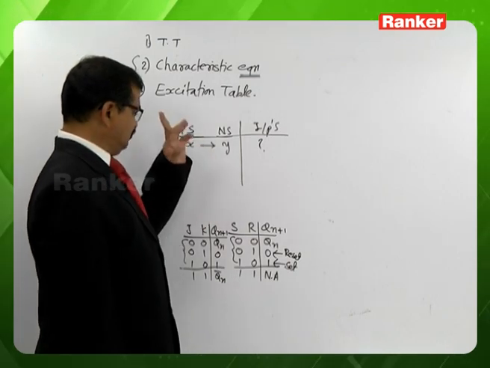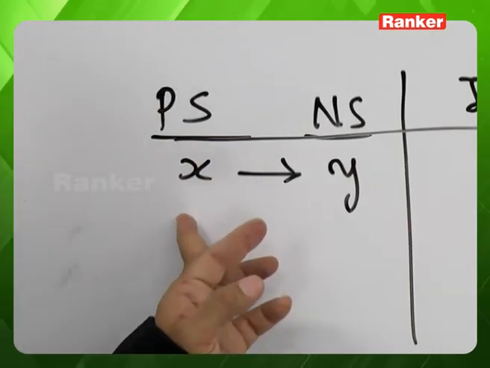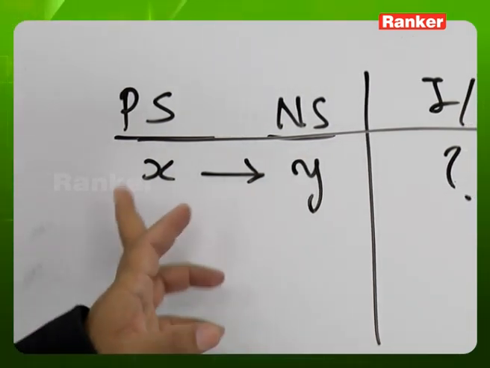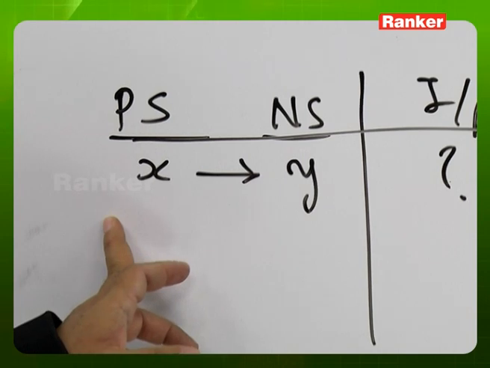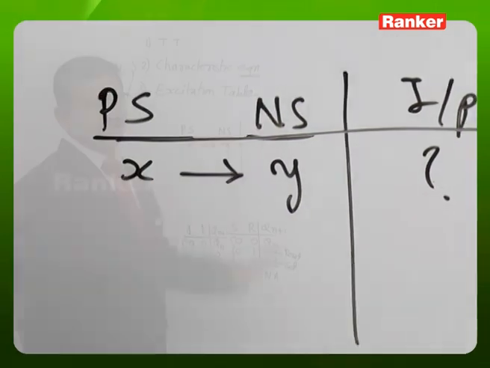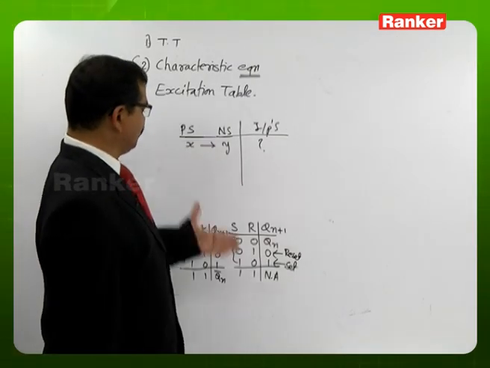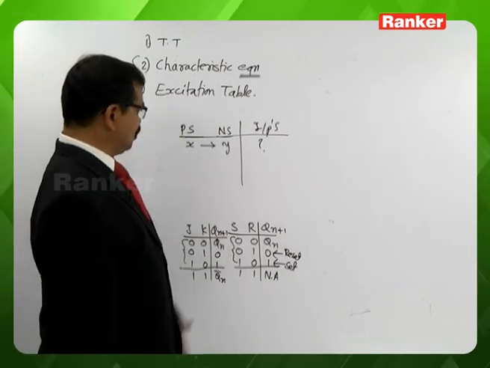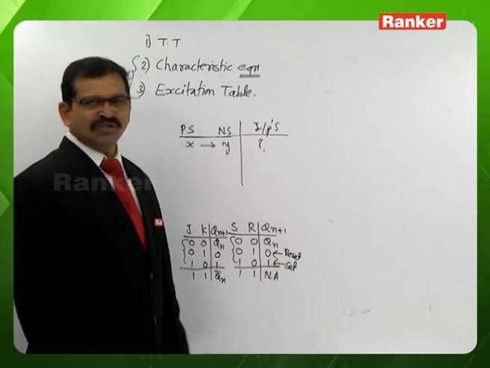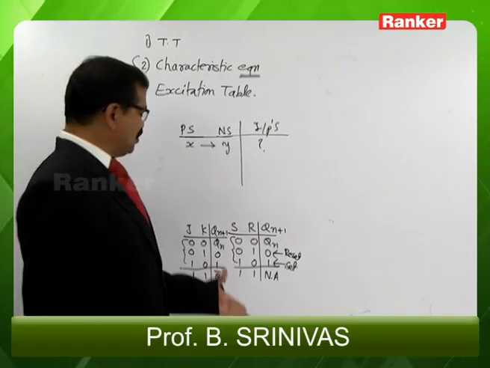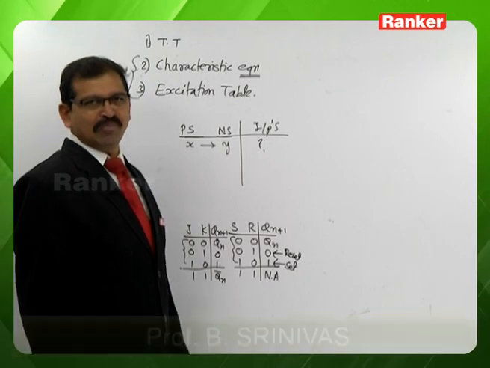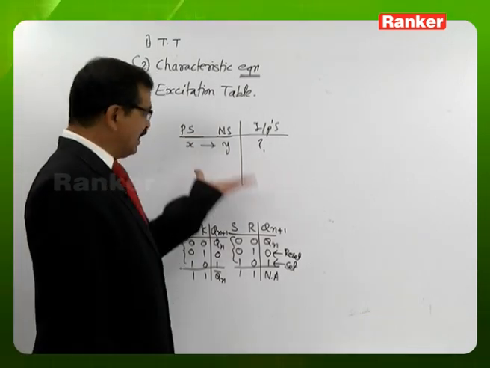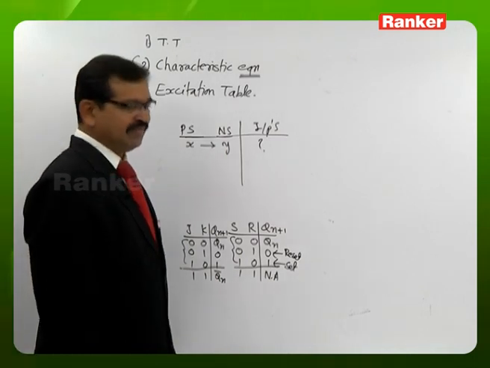As we are saying, the present state of the flip-flop is X. While applying the clock signal, we want to bring the circuit from X to Y. To bring the flip-flop from X to Y, what must be the inputs of the flip-flop? This information we want to read from the excitation table of the flip-flop. So based on this, it is possible to say the truth table will give the static information about the operation of the flip-flop, whereas the excitation table will give the dynamic information about the operation of the flip-flop.